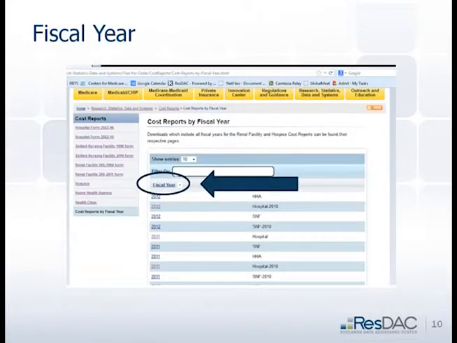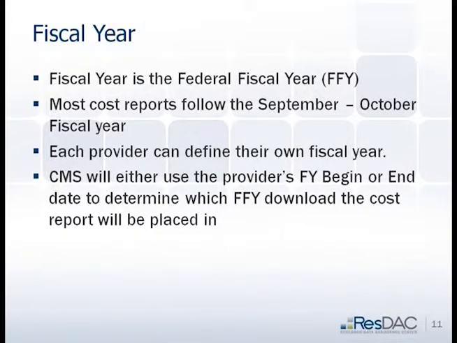Okay, what does fiscal year mean? The fiscal year definition is that CMS has a federal fiscal year. So when it says fiscal year, that is referring to the federal fiscal year, October 1st beginning, and then the next year ending on September 30th.